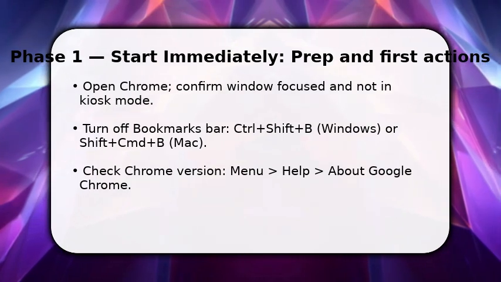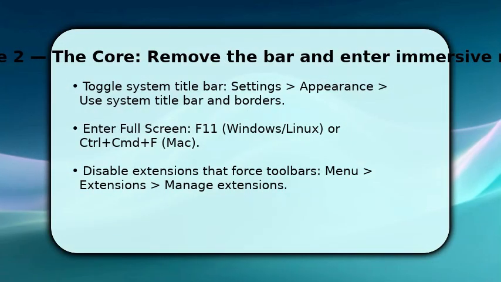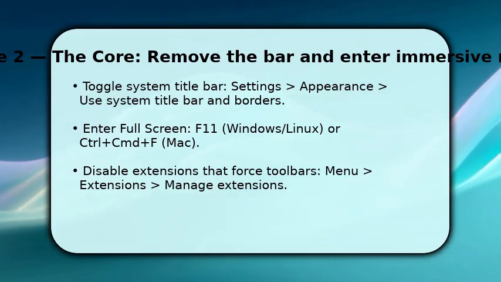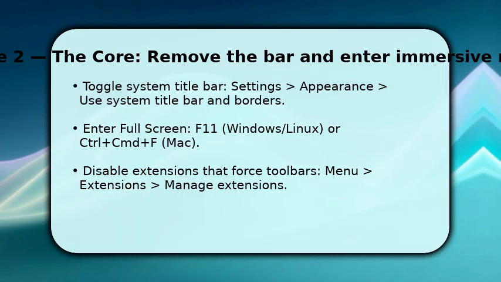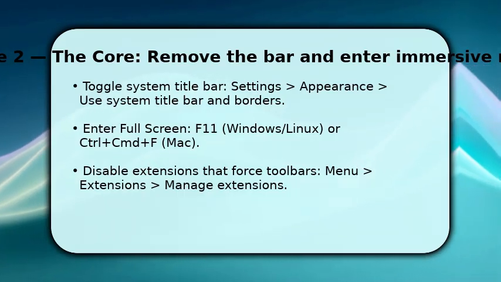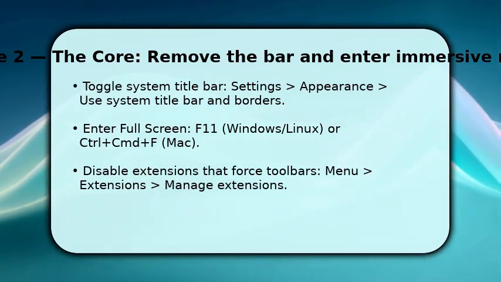Now remove the top Chrome by changing two UI controls. First, in Settings Appearance, toggle Use System Title Bar and Borders. Turn it off to let Chrome manage its own frame, or on if you prefer the OS frame. Experiment and pick the cleaner look.